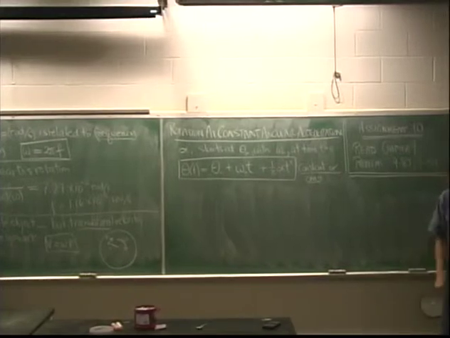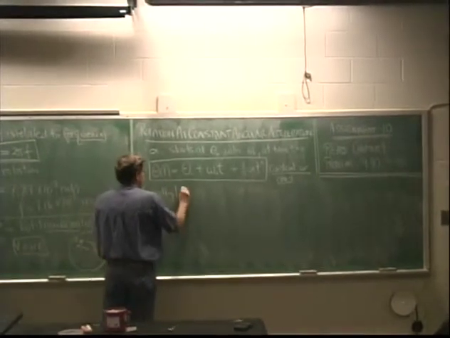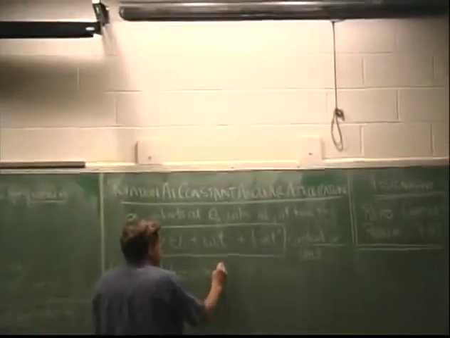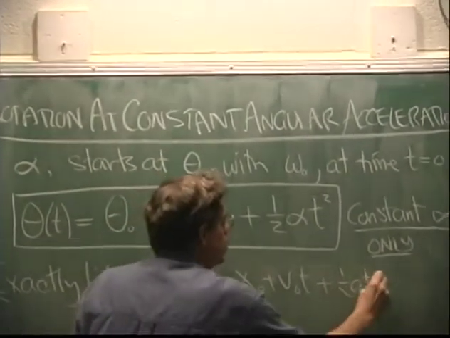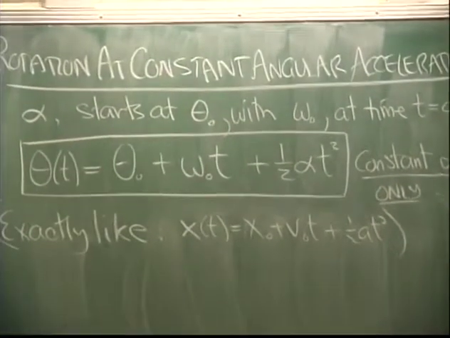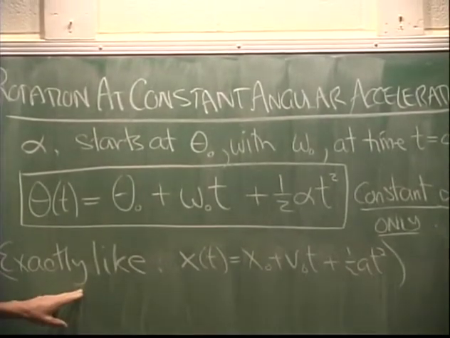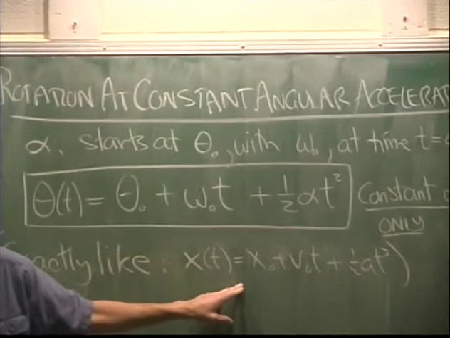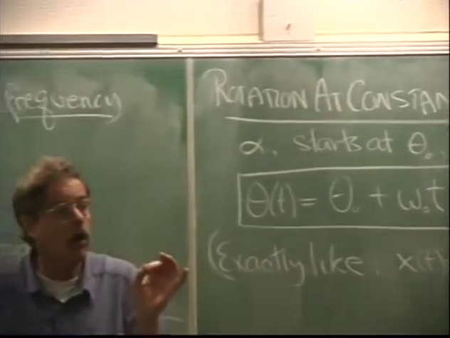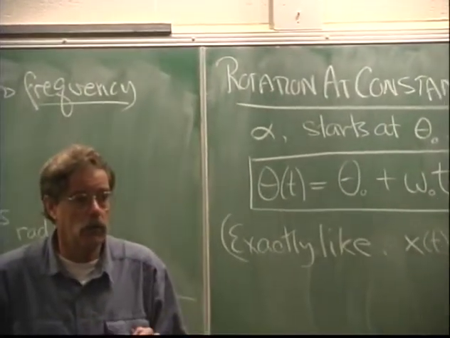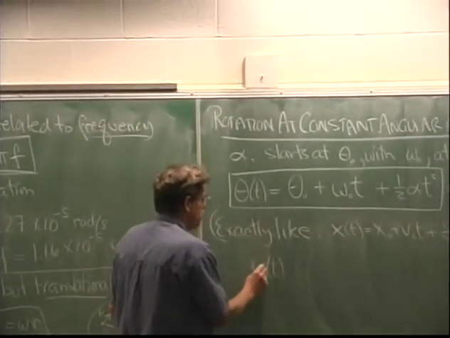How do we put that together? Well, it's exactly like x of t equals x0 plus v0 times t plus 1/2 a t squared for translational motion. In fact, I don't think that I need to derive this formula, because every step in the derivation would be identical to the step in the derivation that we did back here. The only difference is we would be using thetas instead of x's and omegas instead of v's and alphas instead of a's, but the argument is identical word for word.